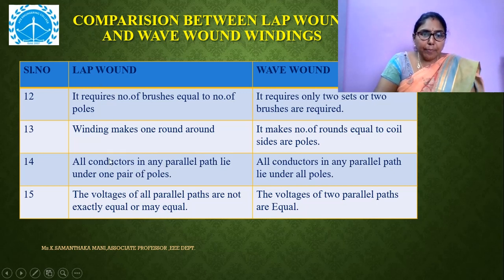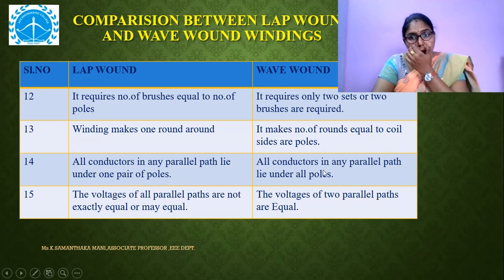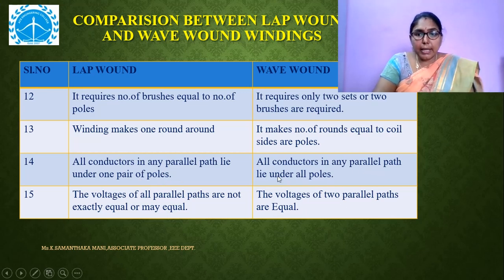And coming to the lap wound, all conductors in any parallel path lie under one pair of poles here. In case of wave wound, all conductors in any parallel path lie under all poles, because of the number of rounds that take place in wave wound. And in the lap wound, the voltages of all parallel paths are not exactly equal, or may not be equal here. The voltages of the two parallel paths are equal here.